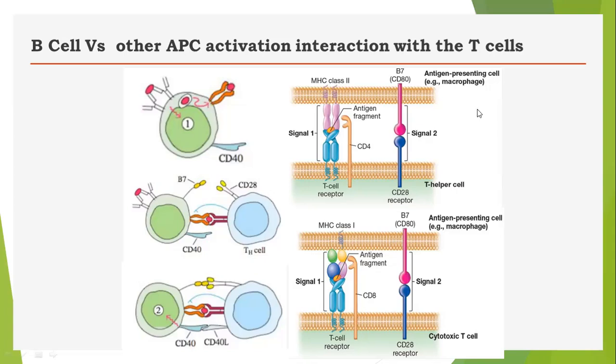So that's quite an important difference to note: when we are talking about other APCs, such as the dendritic cells and macrophages, we have the second signal being initiated by the B7 and CD28. But when we talk about B cells, the second signal activation, apart from MHC, which is number 1, is being initiated through the CD40 ligand binding on the T cell. So very, very important difference.